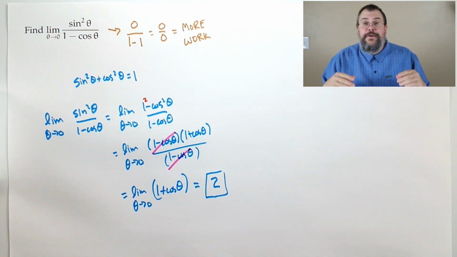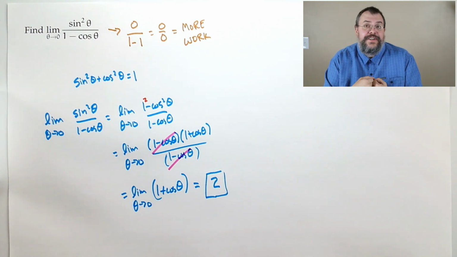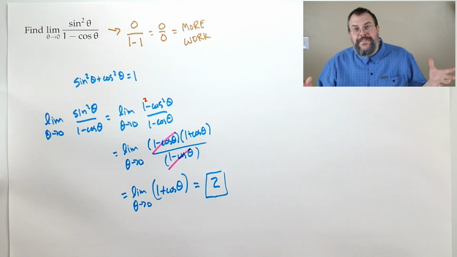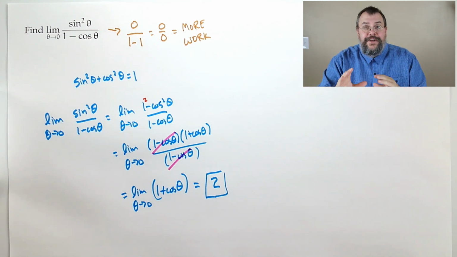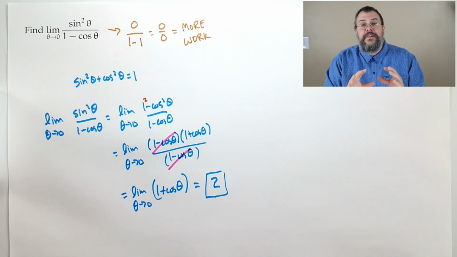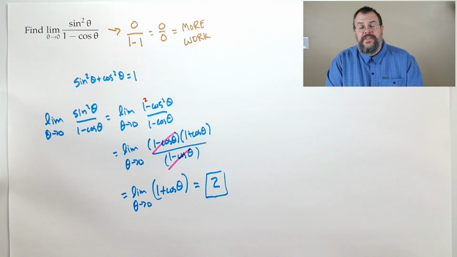It takes a while to get used to them, but remember the basic core idea. If it's going to 0 over 0, more work. If it's not, you're basically done. But how do you do the more work? Think about how to rewrite your expression. How can I rewrite this expression in such a way that I can get some cancellation of zeros? All right, good. Keep doing some more practice.